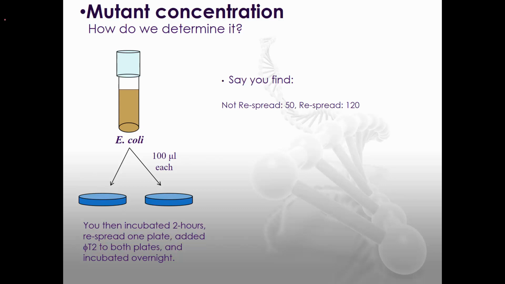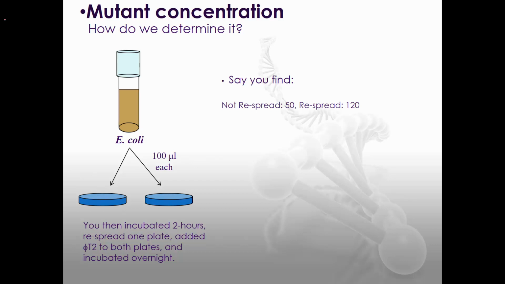And for some of you that was really easy. For some of you, you had really small colonies and really large colonies, and you had to kind of set a cutoff. But whatever it is, you got your colony count. And let's say, for example, what you found was 50 colonies on the not respread, the one that you left alone, and 120 colonies on the respread plate. Now that may not be what you found. Another possibility is that you found roughly the same number of colonies on both plates. Maybe it was 100 and 100. That's another possibility.